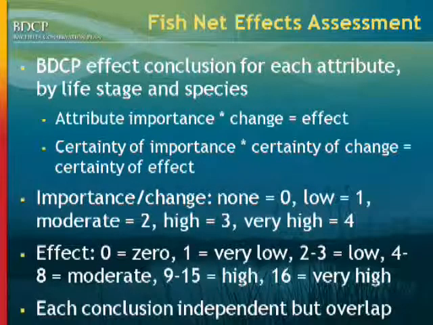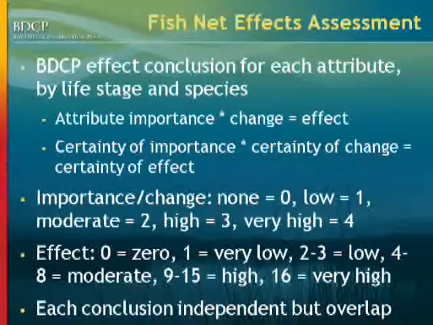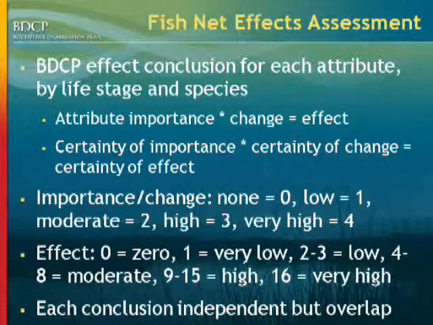Each conclusion was made independently for these attributes for the different life stages of the different species. There is obviously some overlap in these attributes. We tried to characterize them as best we could, but they do overlap to some extent. And so the final assessment is qualitative, and it's not a summing of all the different scores for all the different attributes across all the different life stages for a species. It's a general assessment given the conclusions for each of the different attributes.